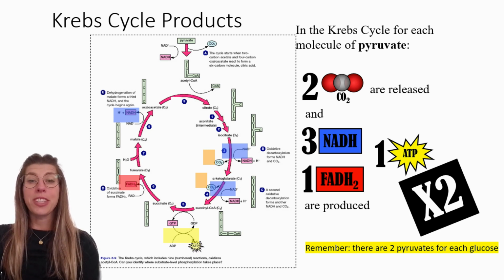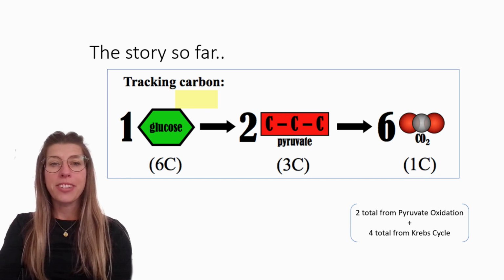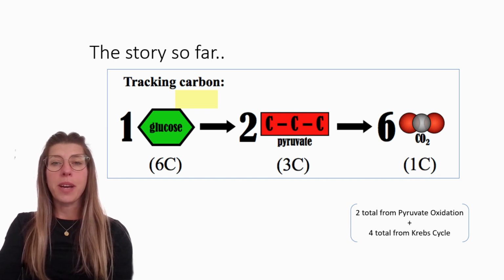So remember, this is showing what's happening with 1 pyruvate molecule from glycolysis, but we know that there are 2 pyruvates produced at the end of glycolysis. So this cycle is happening at the same time with the other pyruvate. So we have to multiply these products by 2. So we end up with 4 carbon dioxide, 6 NADHs, and 2 FADH2 as a grand total from the 2 pyruvates.